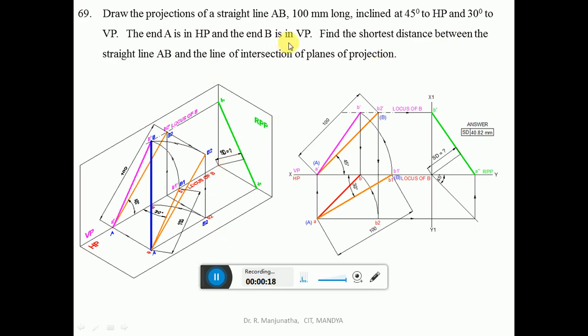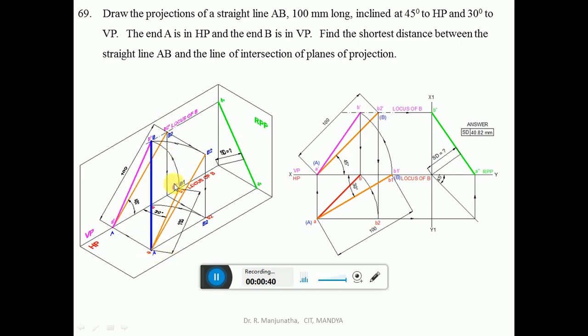So here, since end A is in HP and the other end is in VP, we have to start from the top view. First we consider B1 on VP and draw a line inclined at 30 degrees to VP, then measure the length of 100 mm and mark this point small a. Then since A is in HP, draw a vertical projector.